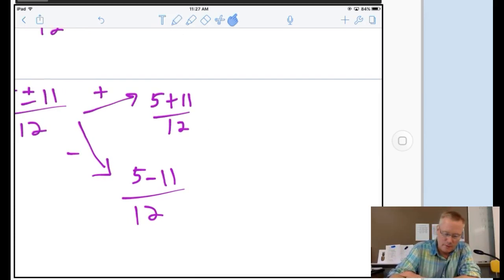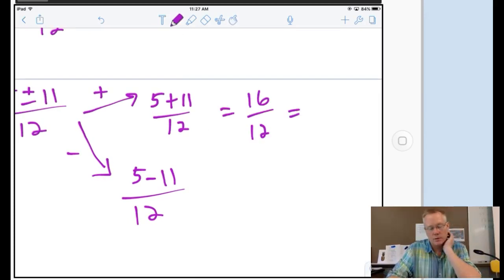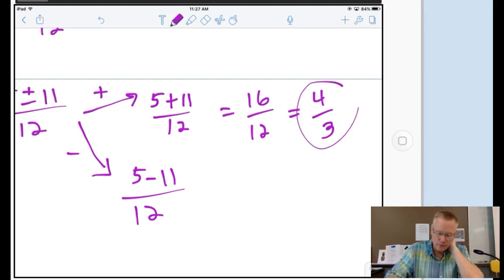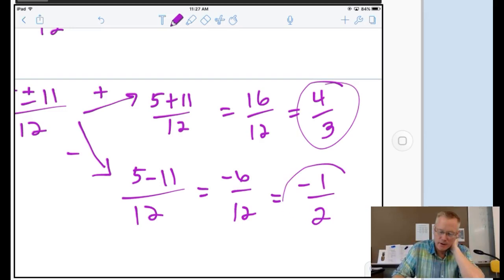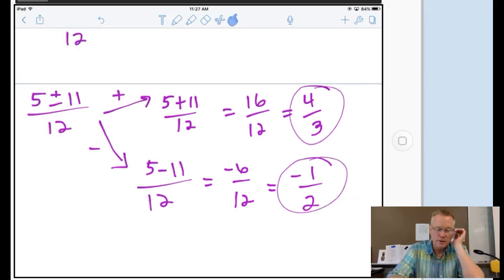5 plus 11 is 16 over 12, which you can reduce to 4 over 3. That's one of my answers. 5 minus 11 is negative 6 over 12, which is negative 1/2. And those are your 2 answers.